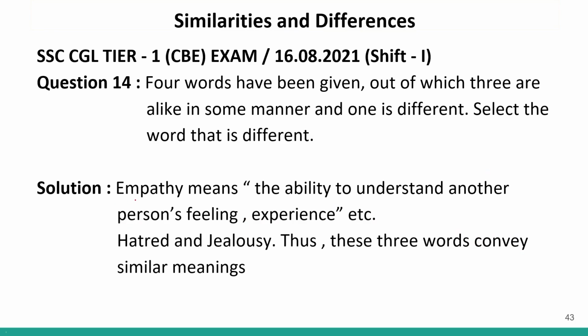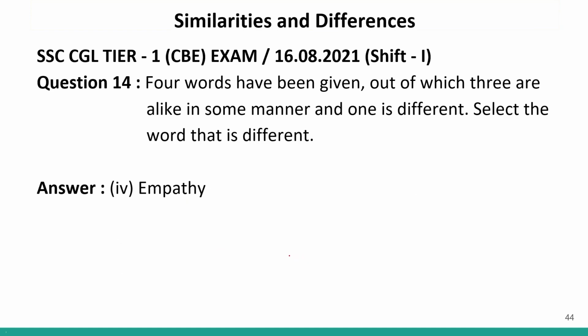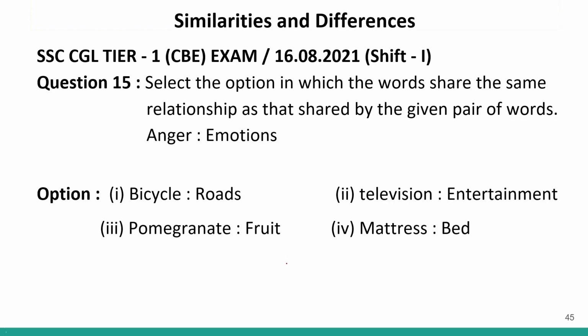So here you can see that empathy means the ability to understand another person's feeling or experience. But the other words, that is hatred, jealousy, and envy, right? These three words were different in meaning. So answer will be option number 4, empathy.